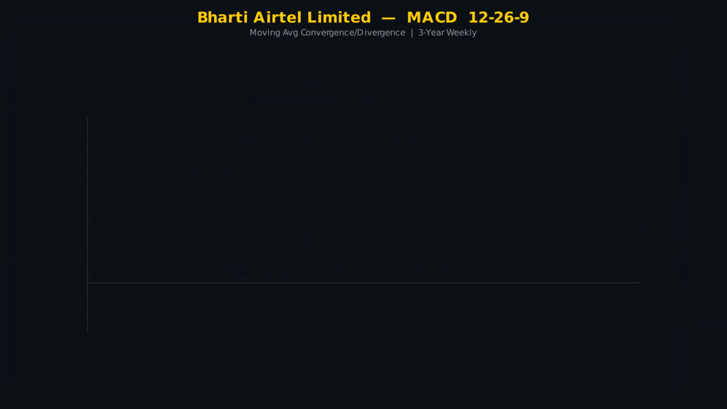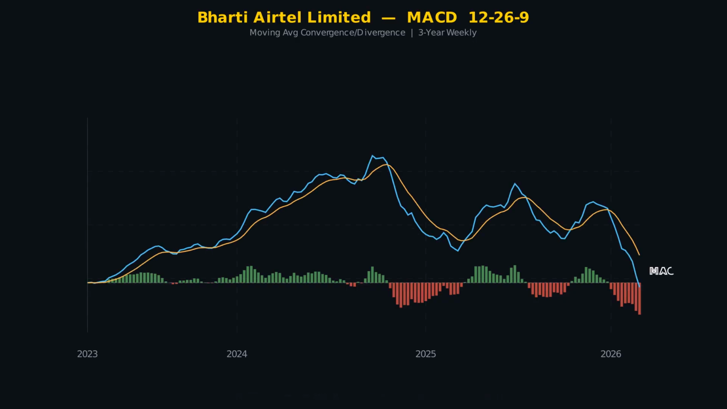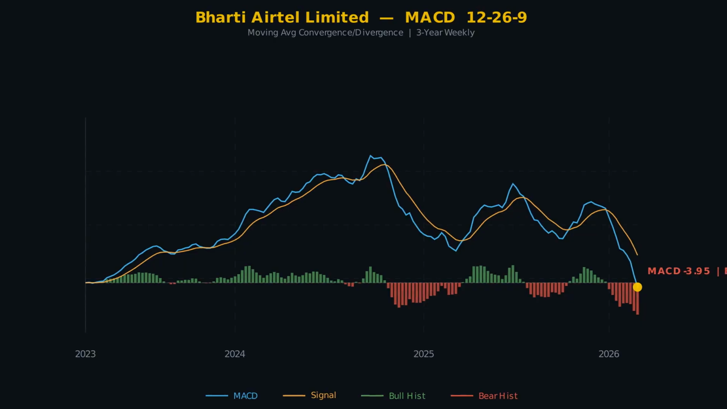Here is the MACD chart for Bharti Airtel Limited. Green bars mean MACD is above signal, bullish momentum. Red bars mean bearish momentum. Currently, the histogram is expanding. The MACD line is below the signal line. Bearish pressure is present. The MACD value is -3.95.